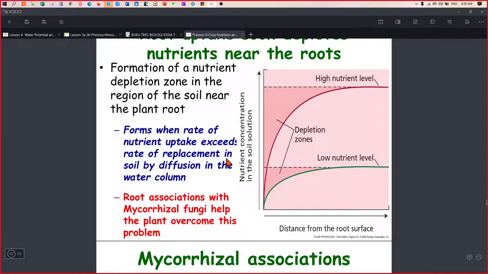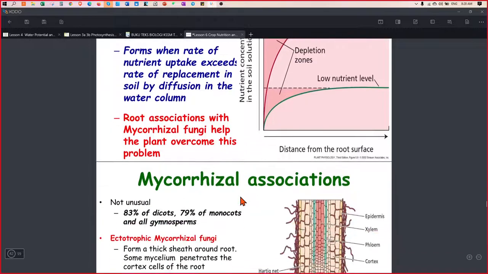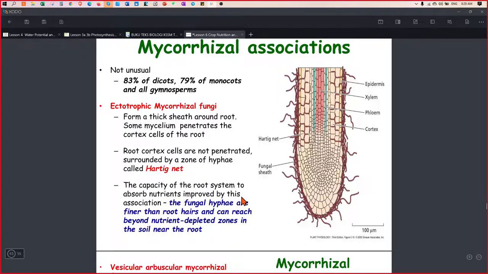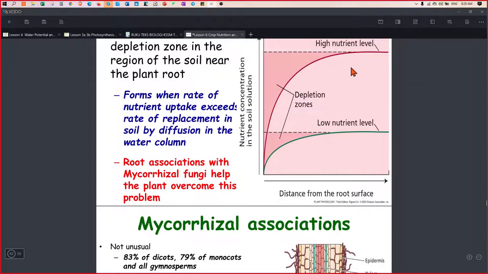Okay, so how do plants deal with this? This is when the symbiotic relationship with other microbes, especially fungus, comes into play. Okay, the mycorrhizal association. When the roots have some kind of association with other organisms, for example mycorrhizal fungi, it improves nutrient absorption in terms of the area. See, the fungus can grow into the region.